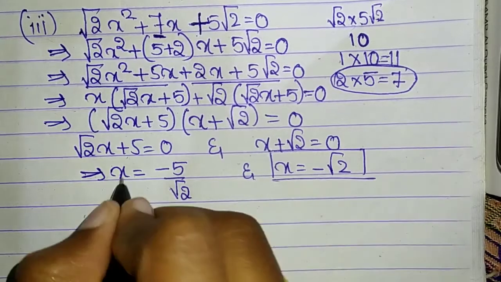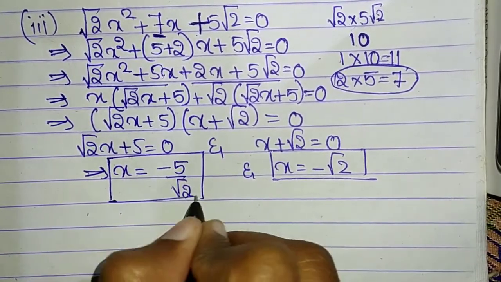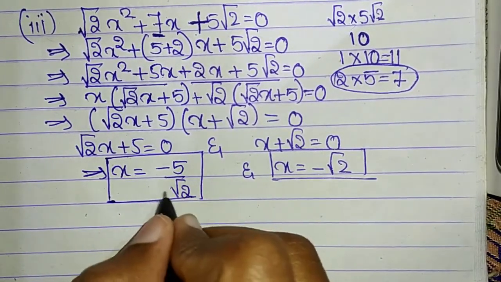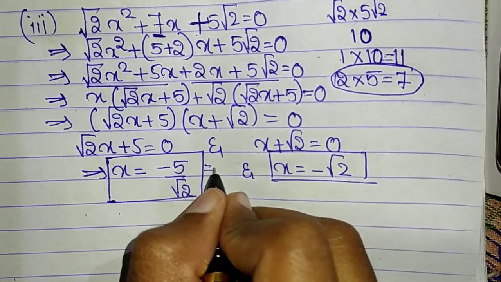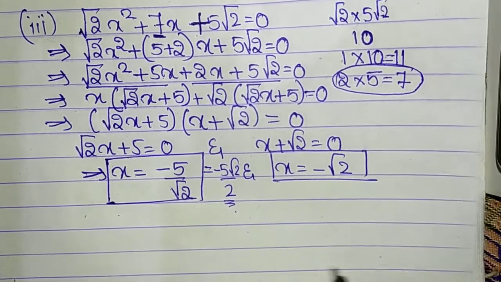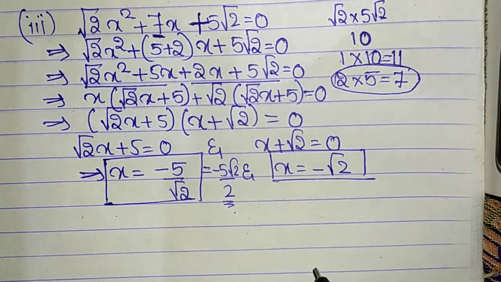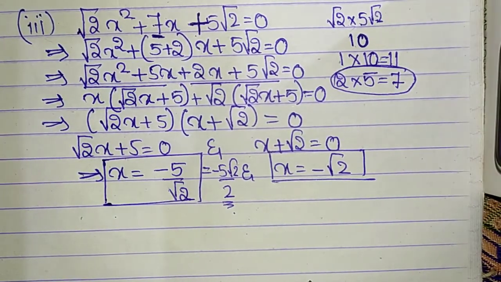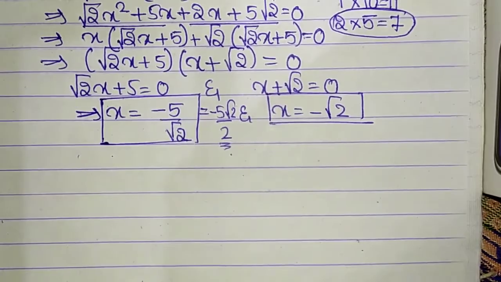These are the two sets of solutions. Here you can rationalize the denominator and you can rewrite this solution as x equal to minus 5 root 2 by 2. You can also write this. So these are the two sets of required solutions for the third sub question from the first main.